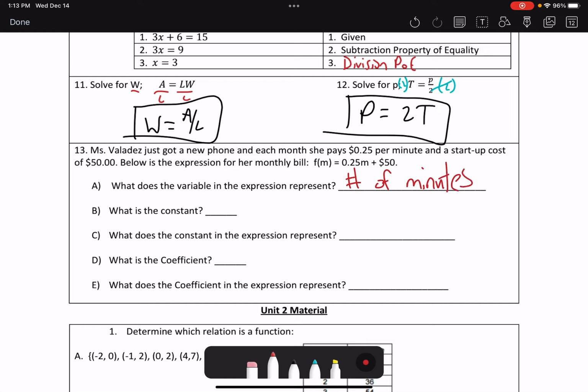Then it asks, what's the constant? And in this case, my constant is that 50. And that constant represents the startup costs. And lastly, it asks, what's the coefficient? In this case, my coefficient is 0.25. And I know that's how much she pays per minute. So that's the cost per minute.